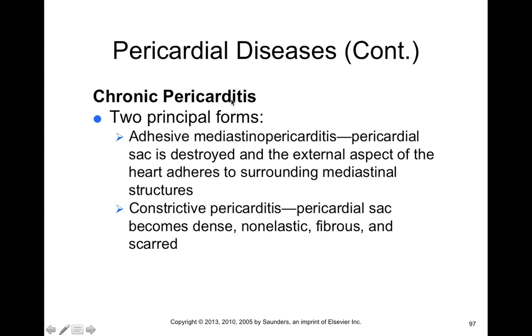Now, chronic pericarditis, we have two main forms. We have adhesive and constrictive pericarditis. Adhesive mediastinal pericarditis is where you have a pericardial sac that's destroyed, and the external aspect of the heart therefore adheres to surrounding mediastinal structures like the thymus or the trachea or the esophagus or even the nearby lungs.